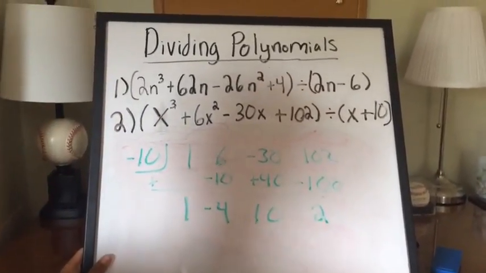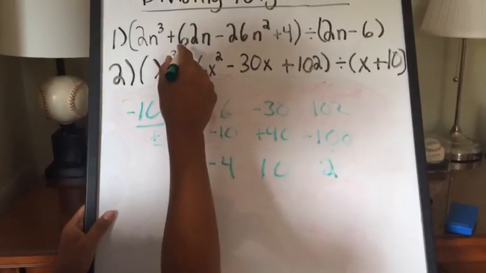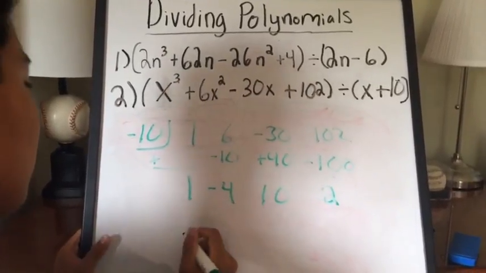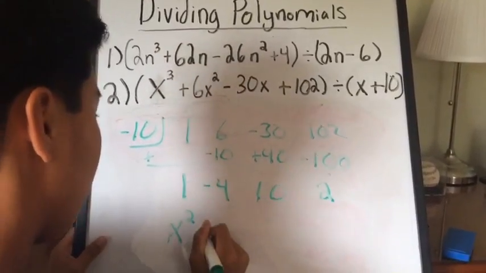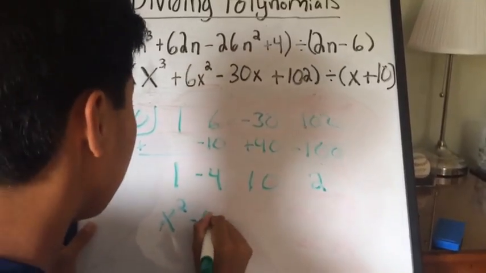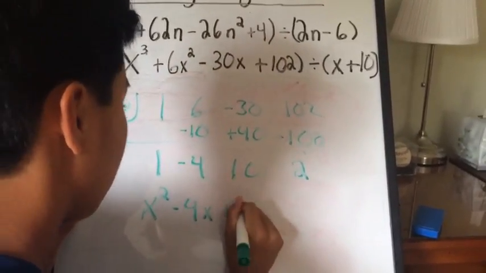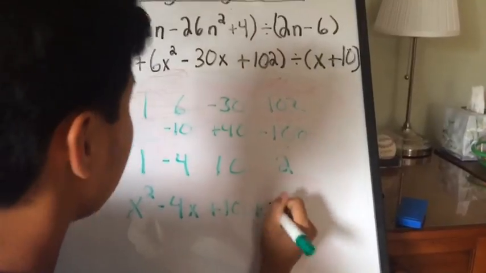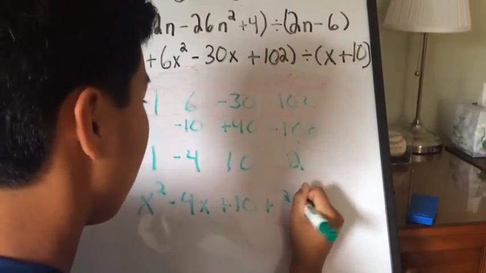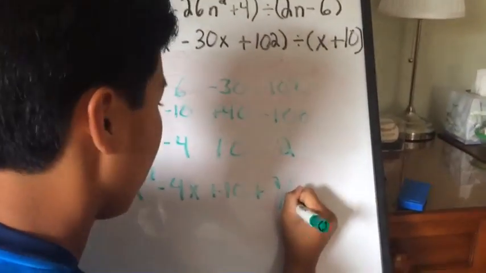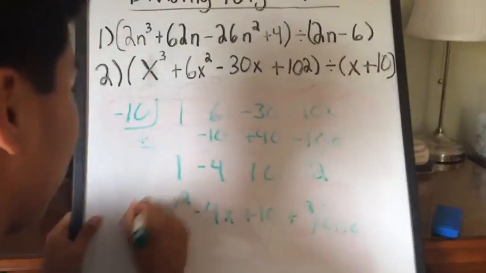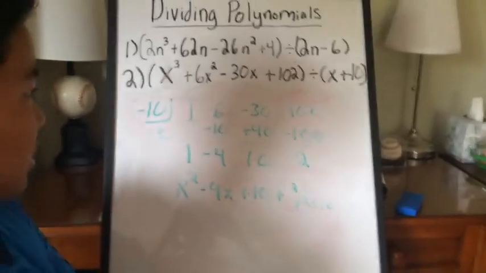And then for this one, this is the exponents minus 1. So it would be x squared minus 4x plus 10. The remainder is going to be, like we had in the first one, plus 2 over x plus 10. And that's the final answer. Thank you guys for listening. Hope you guys understand.